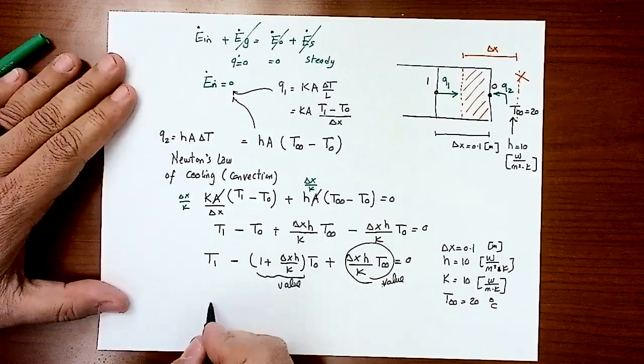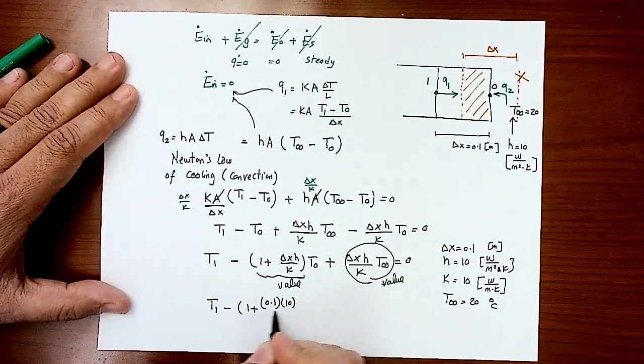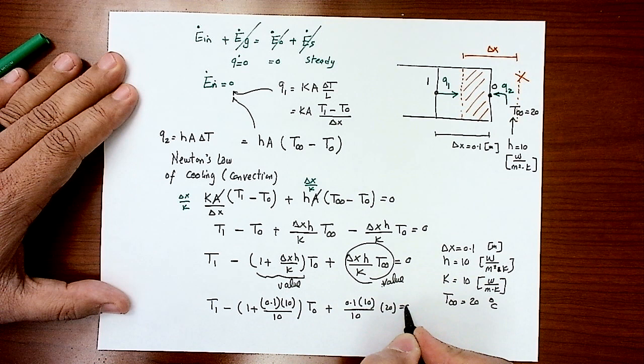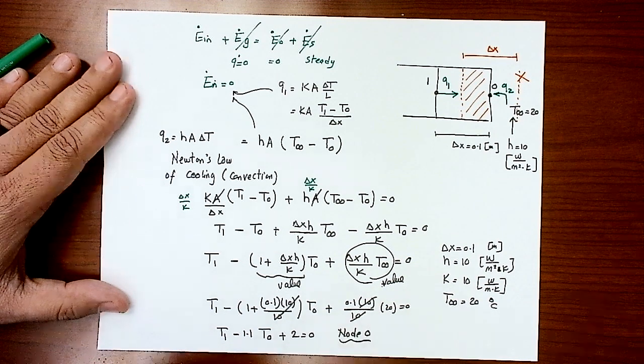So let's substitute here. T1 minus (1 plus delta X times H over K), where delta X is 0.1, H is 10, and K is 10, times T0, plus 0.1 times H over K, which is 10 over 10, times 20, equals 0. The 10 will cancel out, so I have T1 minus 1.1 T0 plus 2 equals 0. And this is the node 0 equation.